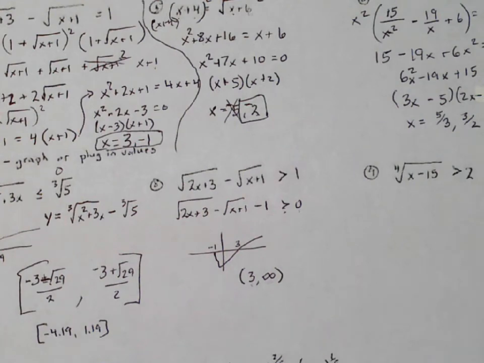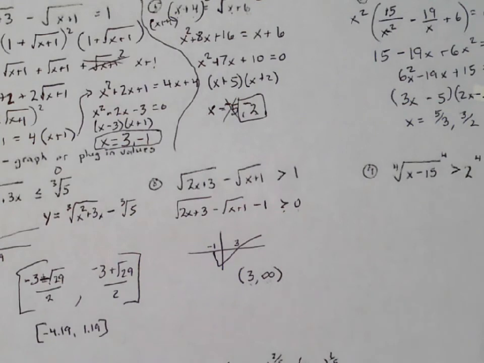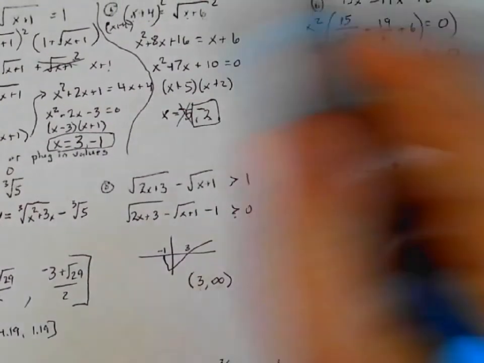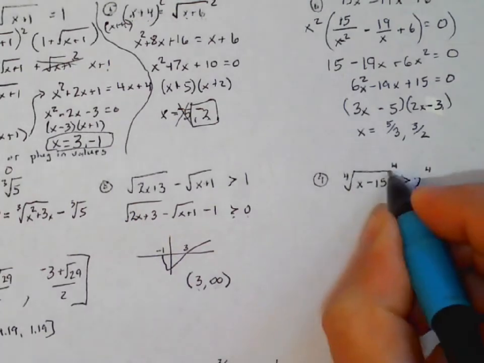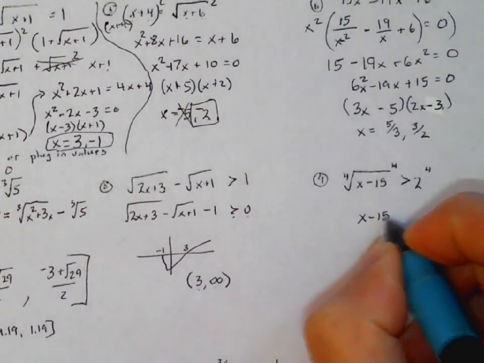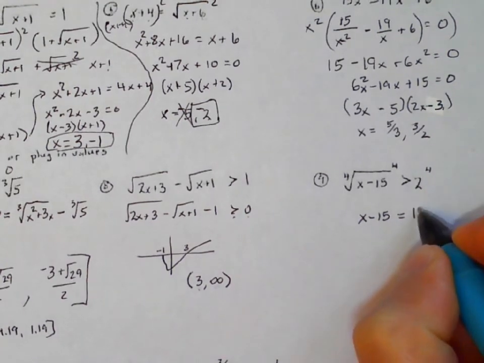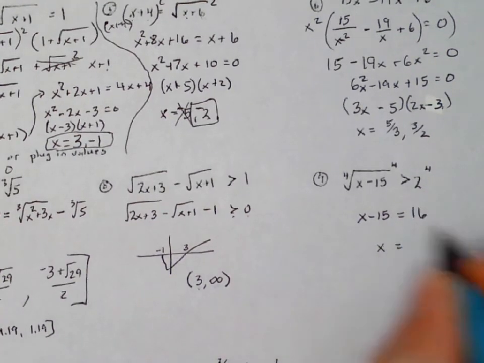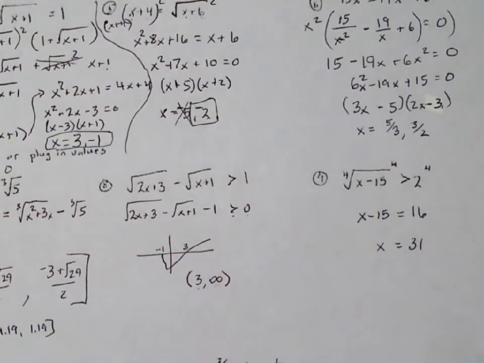Okay, this next one, we haven't done a fourth, but it's the same sort of idea. We're going to raise it to the 4th power, okay, to solve, because the other ones we solved already, we haven't solved this one. So when we raise that to the 4th power, those cancel out. I have x minus 15, okay, and I'm solving where it's equal, and 2 to the 4th power is 16, so I get x equals, add that over, I get 31.